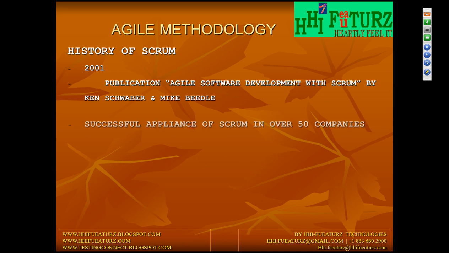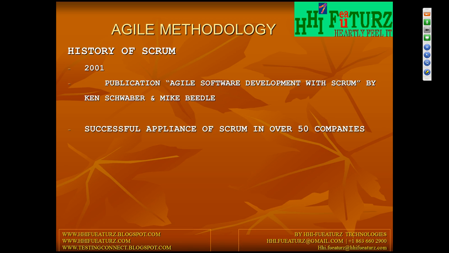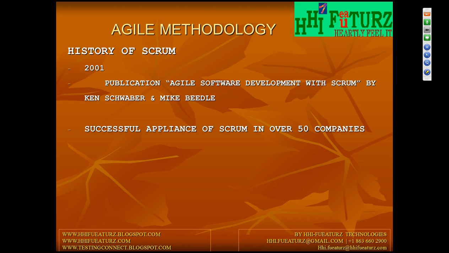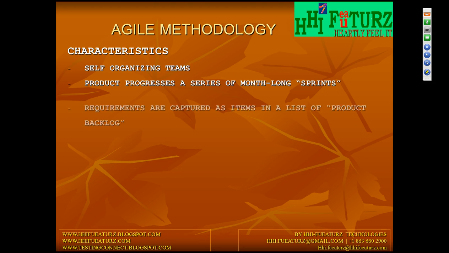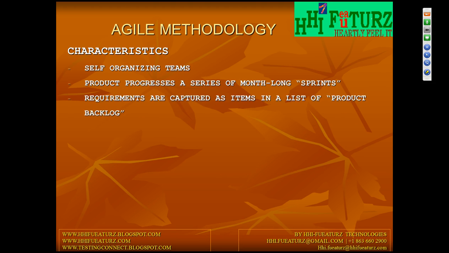Then in 2001, the publication Agile Software Development with Scrum by Ken Schwaber and Mike Beedle. These are the guys who came up with Agile Software Development with Scrum, with successful application of Scrum in over 50 companies in 2001. The founders are members of the Agile Alliance. So the characteristics are self-organizing teams, each and every team with that intention.